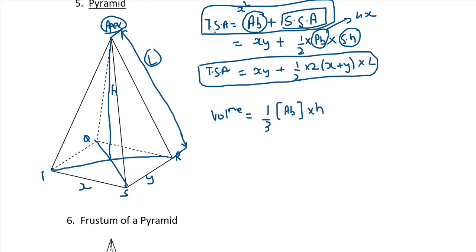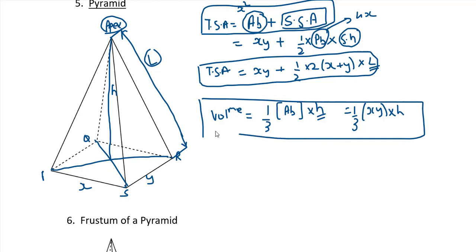Remember, in total surface area we are using the slant height L. In the volume formula we are using the vertical height h. Again, we are not going into the derivation part, we are directly using the final result. So the area of base in our case is that of a rectangle, which is x into y into the height h. So this is the formula for volume of the pyramid. Again, the base can take any shape, all you will have to do is remember the area of base.